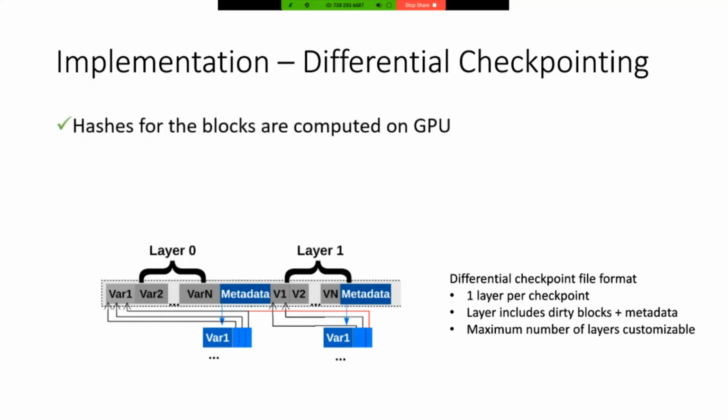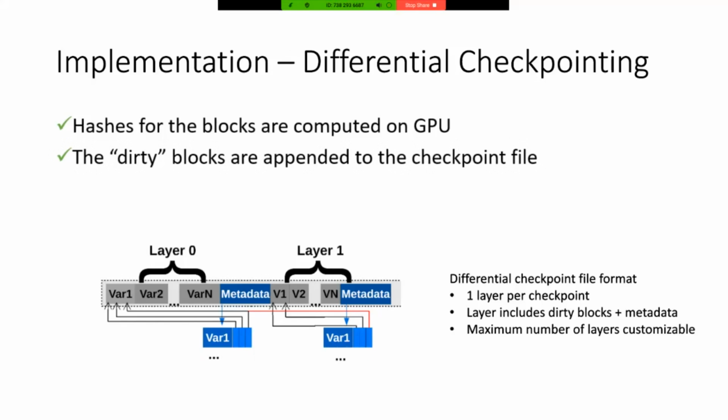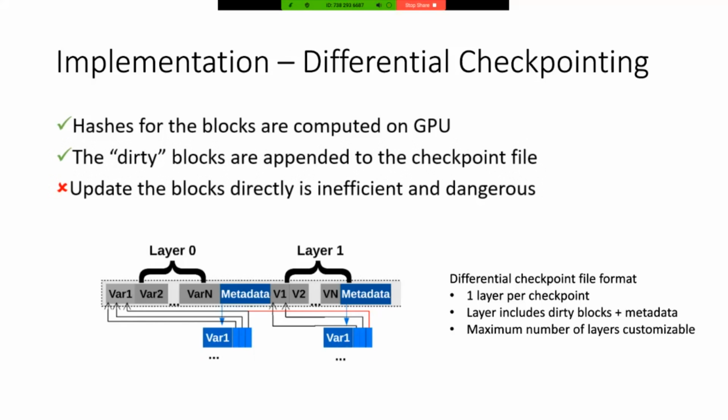We compute the hashes on the GPU, so we leverage the MD5 GPU implementation. The dirty blocks are appended to the checkpoint file, as I just explained, and this has several reasons. The most important one is that writing directly to the file is quite dangerous. Let's assume we have already run 15 checkpoints, and we update the file directly, and something happens during this write. Then the whole checkpoint file is destroyed, and we don't have any checkpoint anymore.